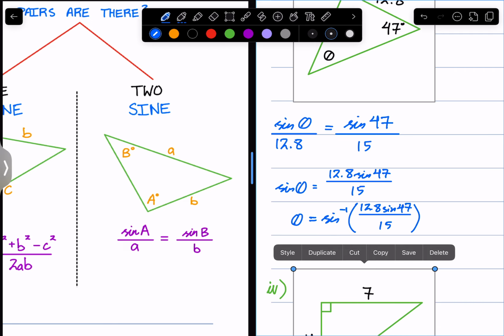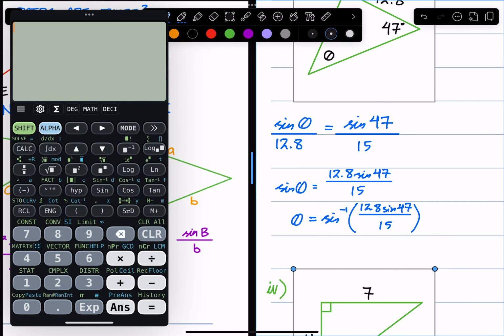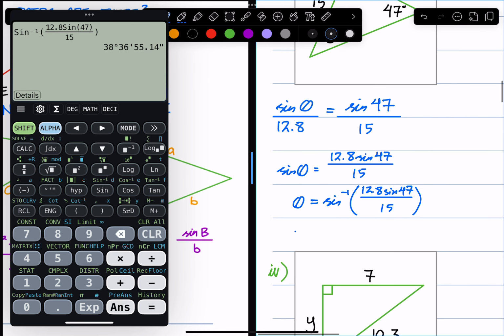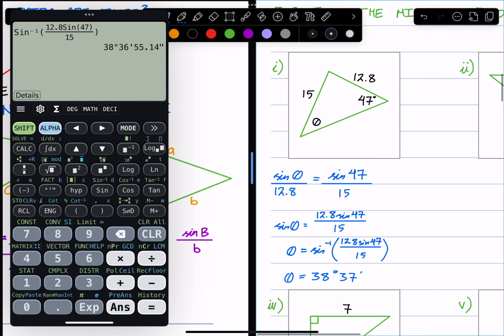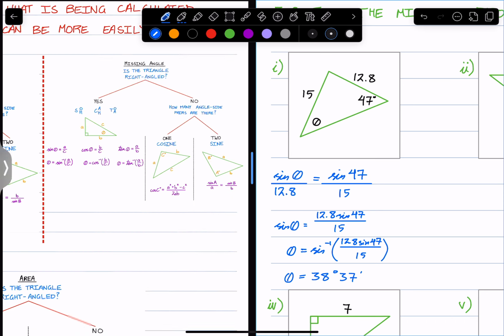And that is what we type into our calculator. Let's type that in. So inverse sine, fraction, 12.8 sine 47 over 15. You can see here it's 38.615, but we want this in degrees, minutes, and seconds. So theta to the nearest minute is 38 degrees, 37 minutes. And that is the first problem. Let's now apply this series of steps to the next one. Zoom out here.